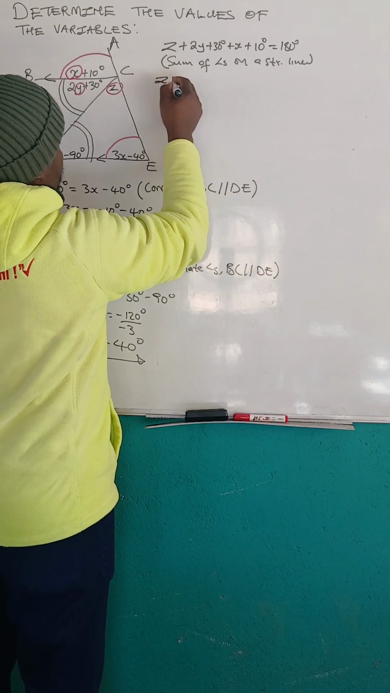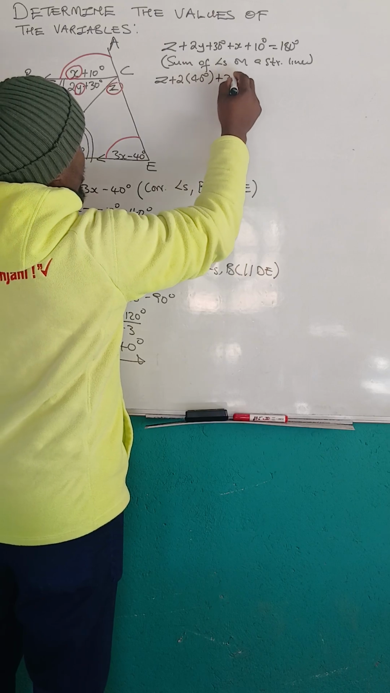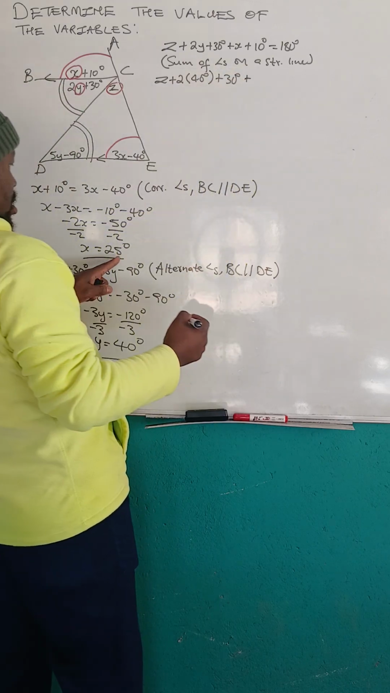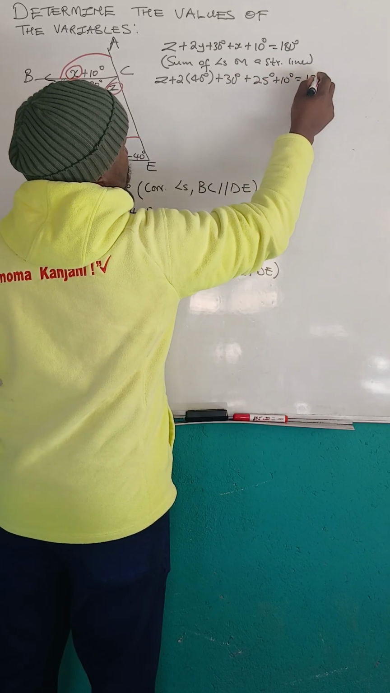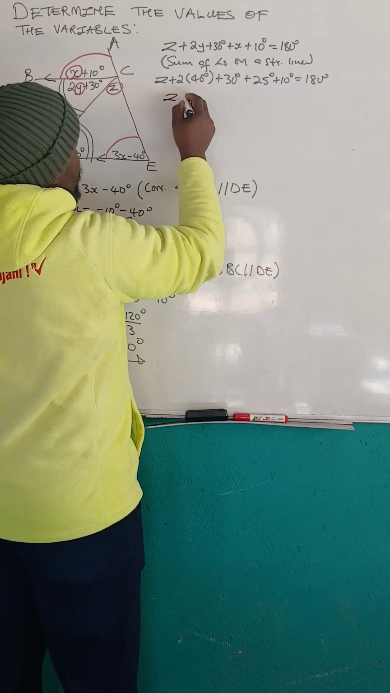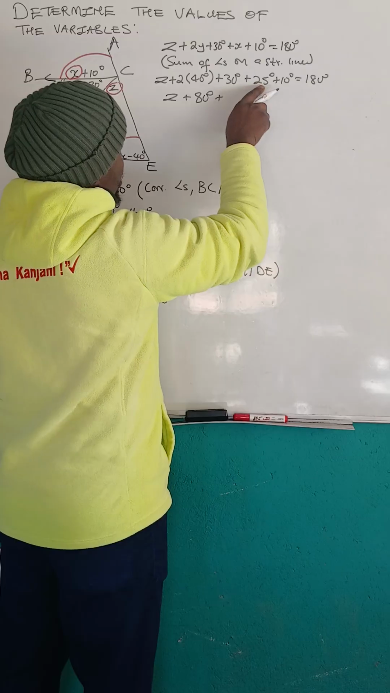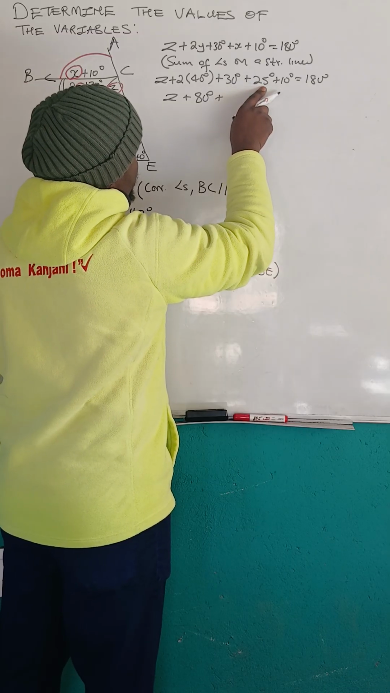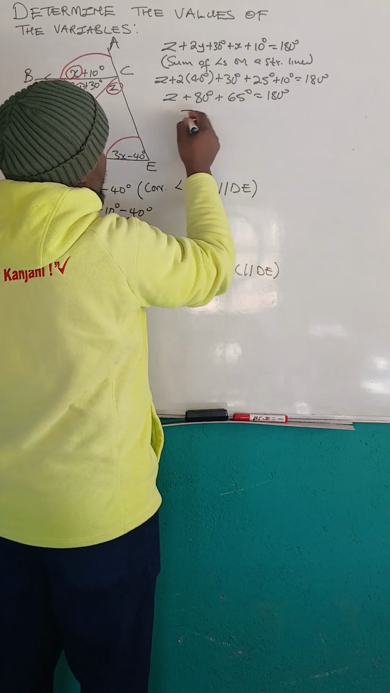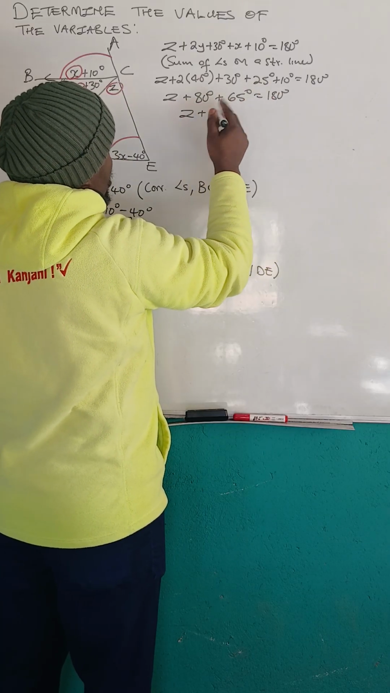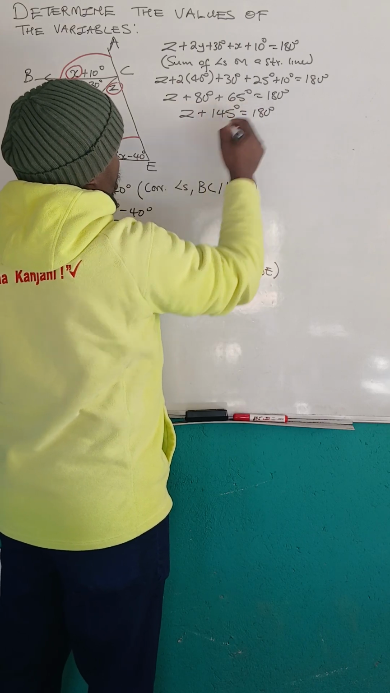We're going to get z plus 2 by 40 degrees plus 30 degrees plus 25 degrees plus 10 degrees. The total is 180. So z plus 2 by 40 will be 80 degrees. 30 plus that will give us 55, plus that, 65 degrees. So 180, z plus 80 plus that will give us 145 degrees being equal to 180 degrees.